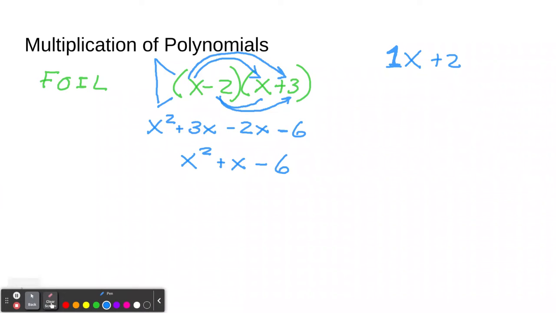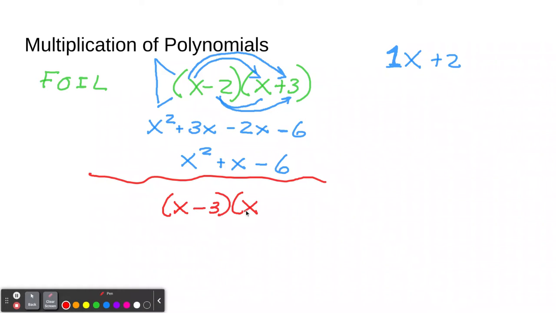All right, let's try this one by yourself. All right, so let me put a line here. Here's a line. It's a weird line. And let's say, we'll do x minus 3, and x minus 6. Two binomials. So pause the tape, see what you can get.